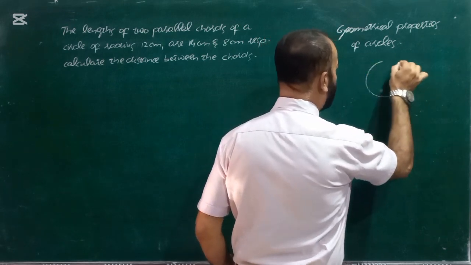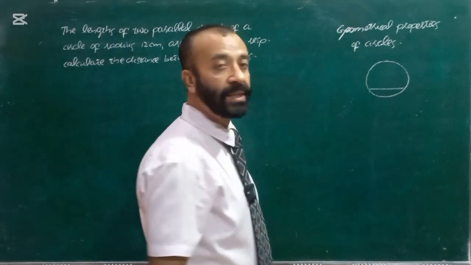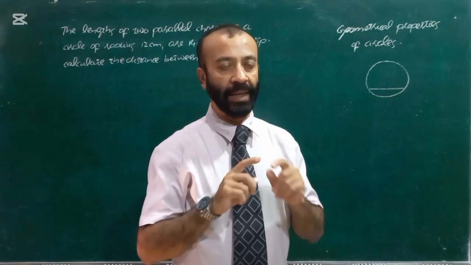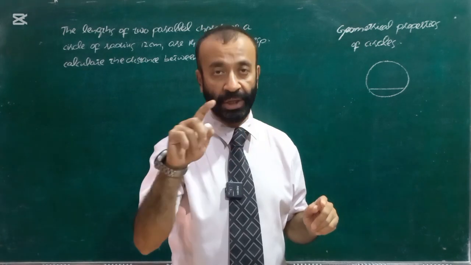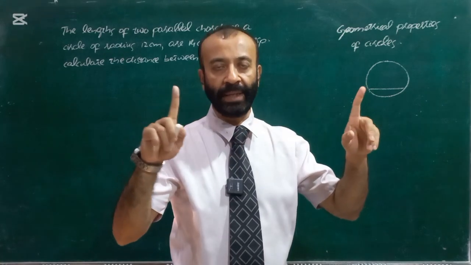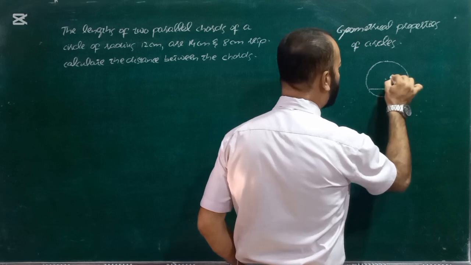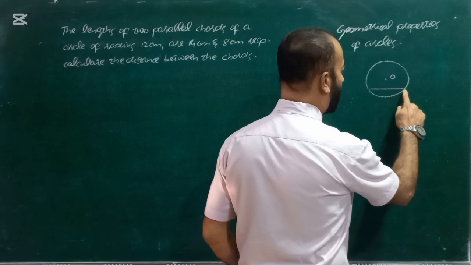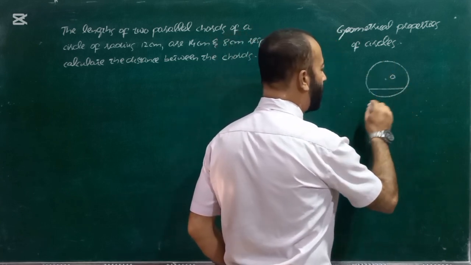Suppose a circle is given and a chord is given. So first you have to understand the difference between the chord and the diameter. A chord is a line that touches the circle at 2 points but does not pass through the origin. And a diameter is a line that touches the circle at 2 points and passes through the origin. So here is the origin. So the line that does not pass through the origin and touches the circle at 2 points is called a chord. So a chord is there in a circle.